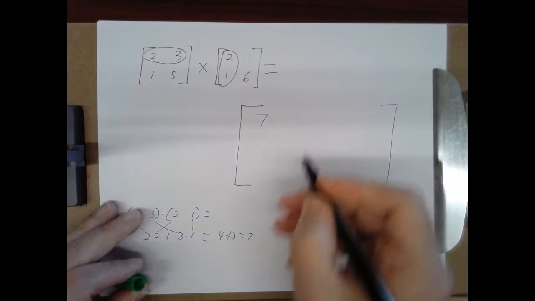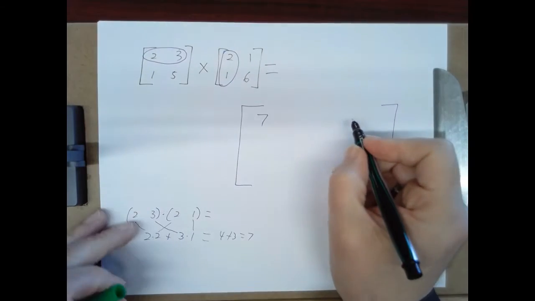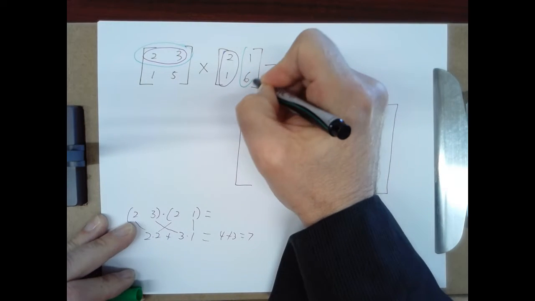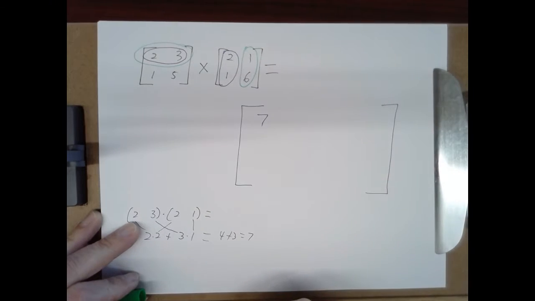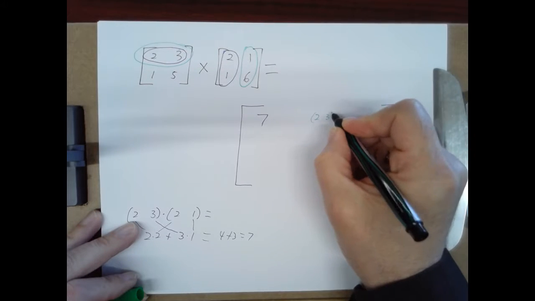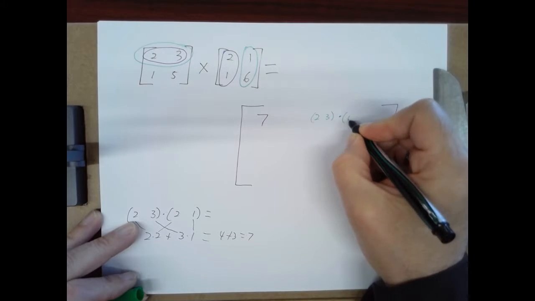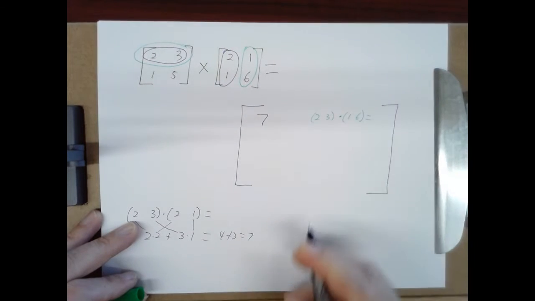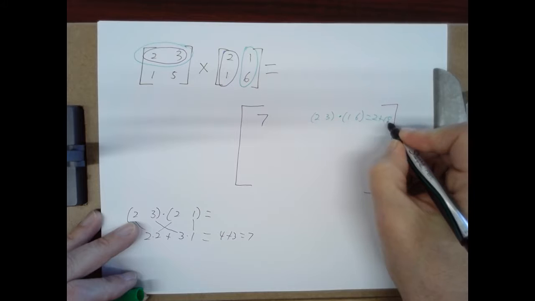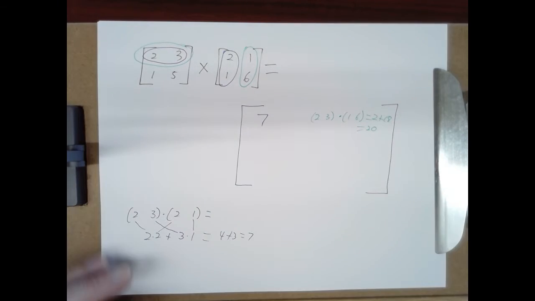Now, if you want the element over here in the first row, second column, you take the first row of this matrix and the second column of this matrix, and you dot them. And that's going to be 2, 3, dotted with 1, 6. 2 times 1 is 2. 3 times 6 is 18. That's going to be the number 20.